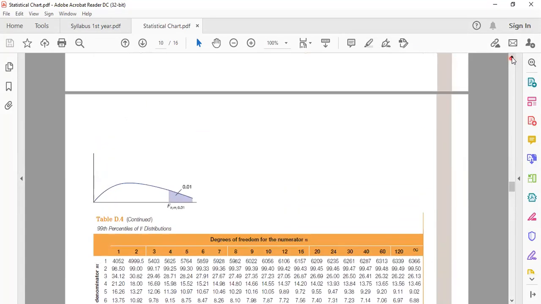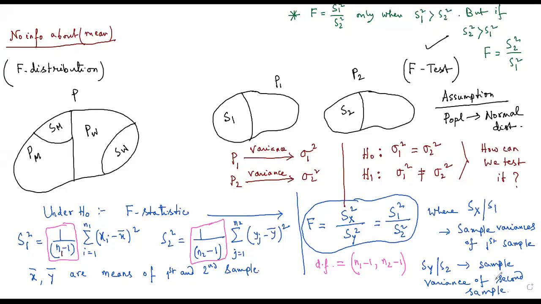So now let's go back to our board work and try to solve a problem with the help of this test statistic. Be ready with your pen and paper, and if you want, you can do the calculation.